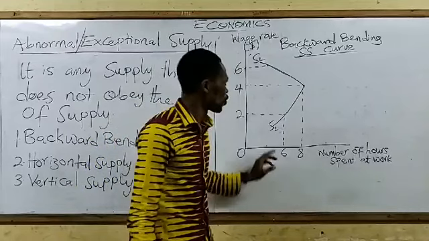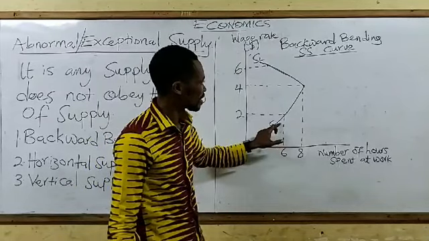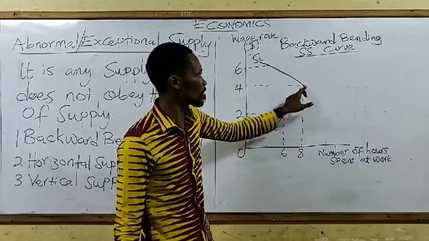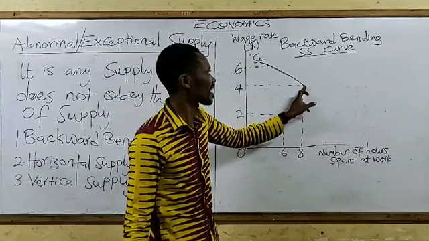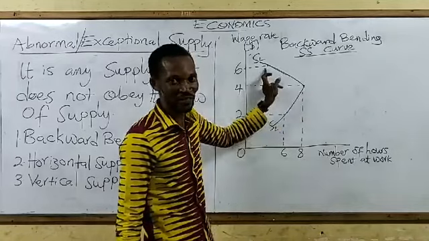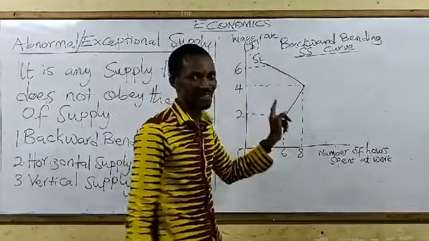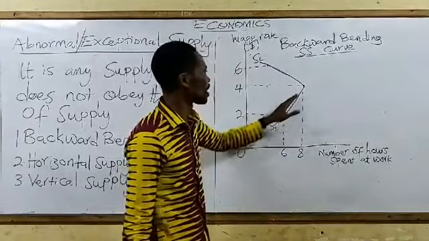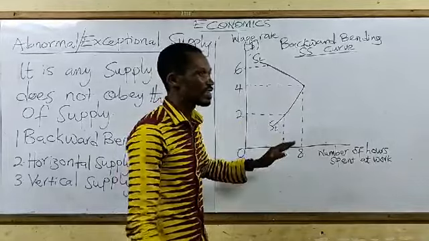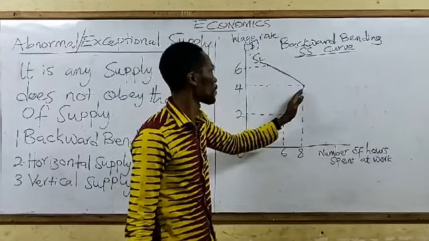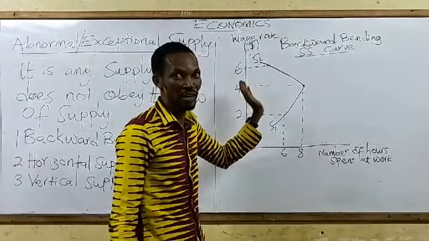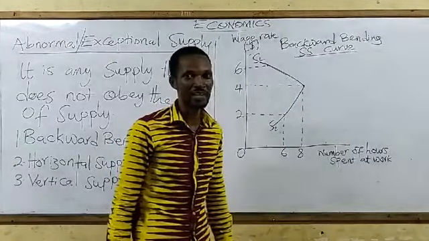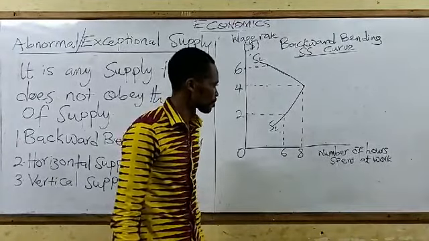So when you look at this curve carefully, you see that it obeys the law of supply to this point, and then it takes the demand curve, i.e. it bends backwards. That is why it is called backward bending supply curve. It slopes upwards from left to right, and then later slopes backwards. When you move on the curve, you go backwards. That is why it is called backward bending supply curve. And this is the explanation.